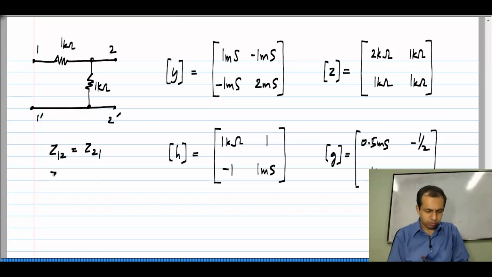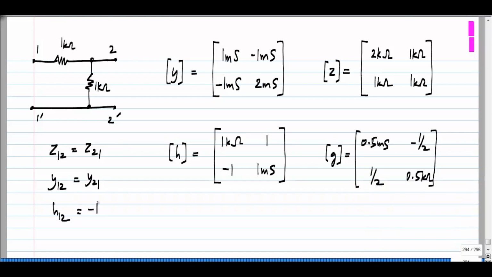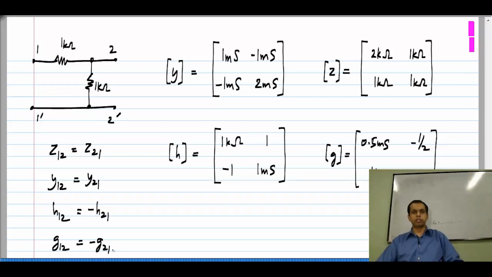Z12 is Z21, Y12 is Y21, H12 is minus H21 and G12 is minus G21. So, there appears to be some relationship between parameter 12 and parameter 21, that is between the transmission from port 1 to port 2 and from port 2 to port 1.